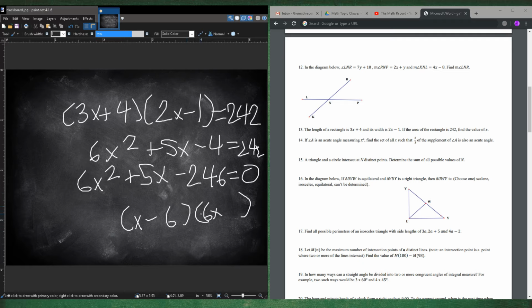A triangle and a circle intersect at n distinct points. Determine the sum of all values of n. So just think, there's only a few points that a triangle and a circle could intersect. They could be outside each other, so it could be 0, or there's just one point, like that. That's 1. Or there could be 2 points, where it gets one side in, so that's 2.